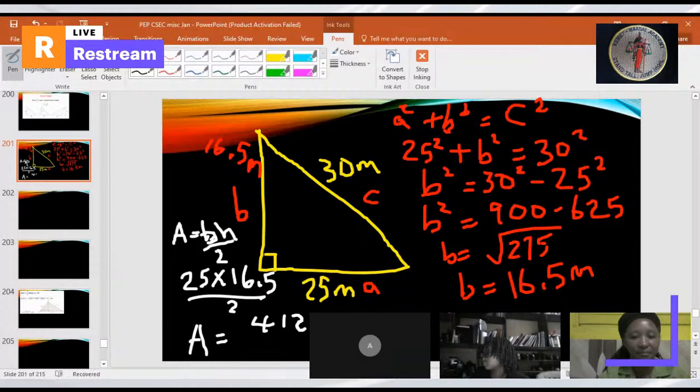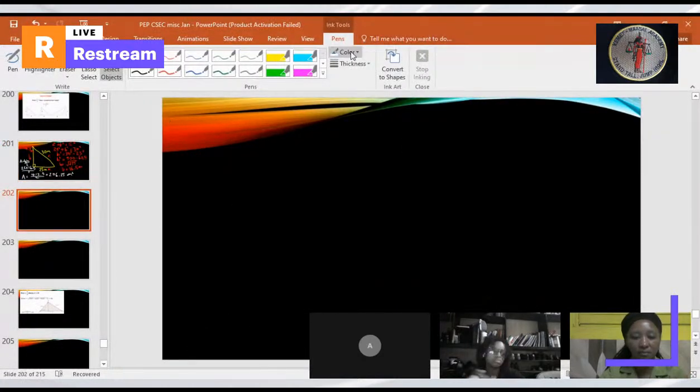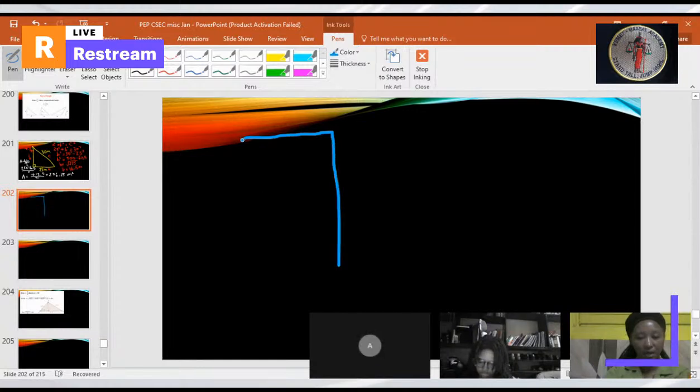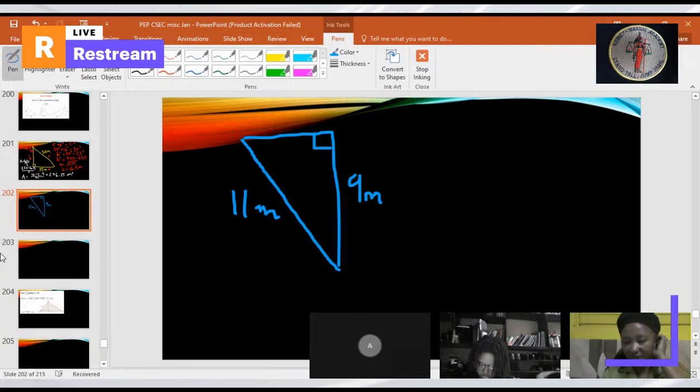All right, Asar. Okay, so let's find the area of this. Find the area of that triangle.